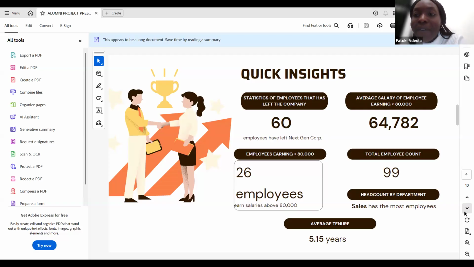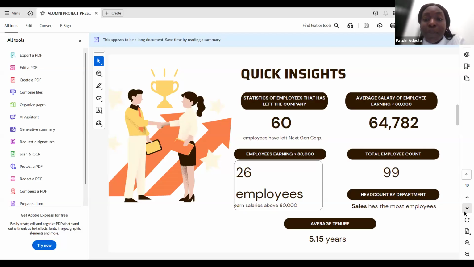I also considered the average salary of employees earning less than 80,000. So the average salary is 80,000. Basically, there are some employees in this organization, Next Gen, earning 80,000, while some other persons are earning 64,000 plus. So what that means is it's not about the work, it's not about the title, and there's variability in salary earnings, which is not good, and might be one of the reasons why some of the employees are leaving.